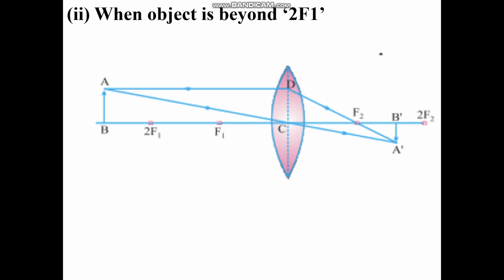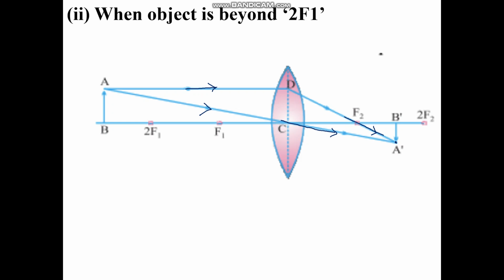Second, when object is beyond 2f. Now here this object is beyond 2f, so one ray is taken parallel to principal axis, and you know after refraction what will happen to it? It will pass through the focus. You can see it is passing through the focus. Second ray is taken passing through the optical center, and you all know when it passes through the optical center it will go undeviated. Now these two refracted rays are meeting at this point.